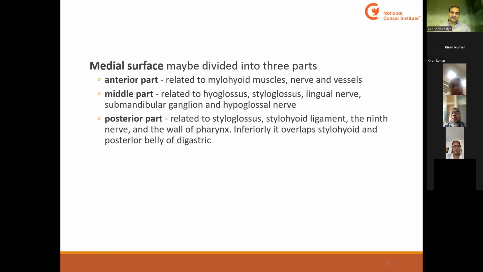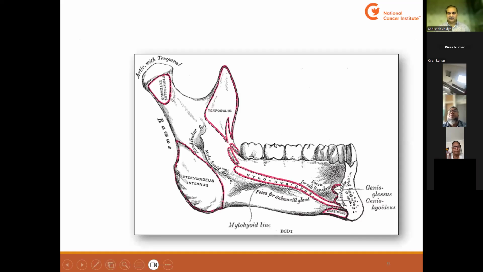And the posterior part is related to the styloglossus, stylohyoid, the ninth cranial nerve, and the wall of the superior part of the pharynx. Inferiorly, it overlaps the stylohyoid and the posterior belly of the digastric. So once again, this diagram illustrates all the medial relations of the medial surface of the submandibular gland. Anteriorly, the mylohyoid; in the middle part, the muscles of the tongue; and the posterior part, you will get the styloid apparatus muscles.